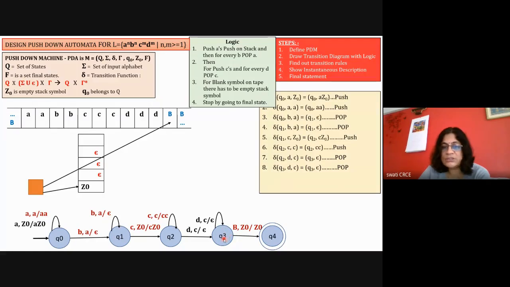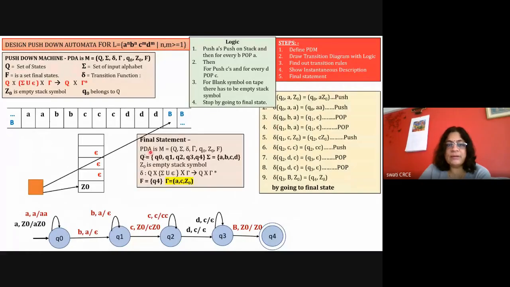Now the last transition is Q3 B Z0 is equal to Q4 Z0. And it is a no operation and it halts by going to the final state. Okay. So this is done, then write down the final statement.